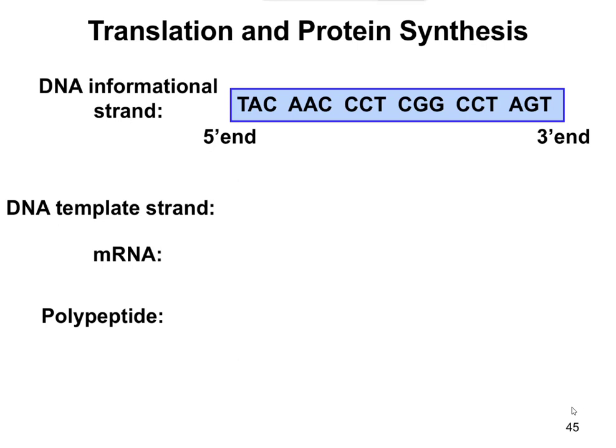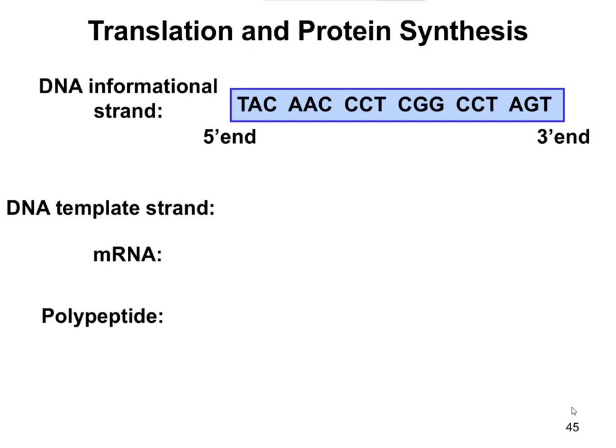And actually, for that matter, if I were to give you the template, you should be able to figure out the informational strand, the messenger RNA, and the polypeptide. If I were to give you the messenger RNA, you should be able to figure out the informational strand, the template strand, and the polypeptide. The only one you can't really do is go from a polypeptide all the way back through the other ones, because of the redundancy of the genetic code. If I gave you, for instance, leucine, there are multiple options for what leucine could be in the messenger RNA strand.